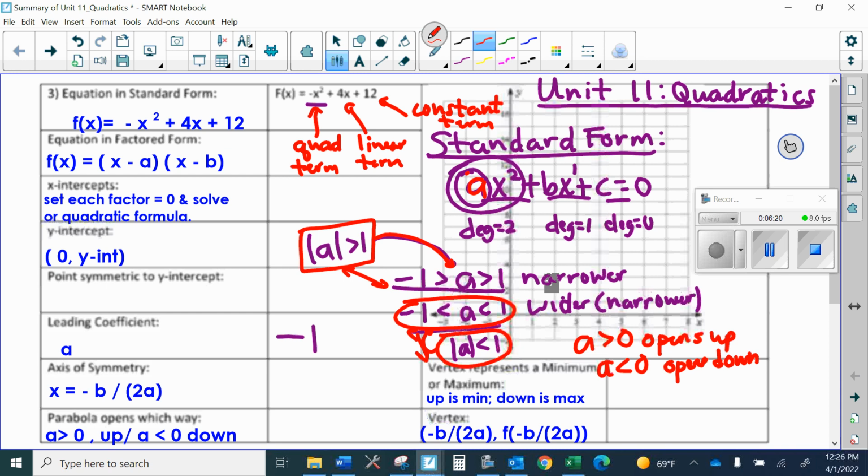So I now have to erase all that because now I'm going to be graphing here in just a second. So if you haven't copied it all down, pause the video and copy it down.